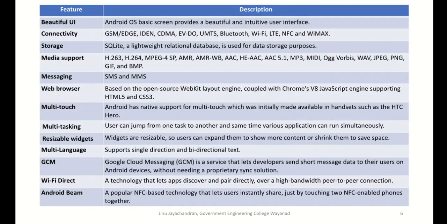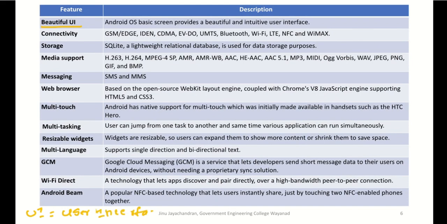So what are the features in Android which make it unique when compared to other operating systems? The first and foremost feature is obviously the beautiful UI. UI means user interface, which is basically whatever you see on the screen.